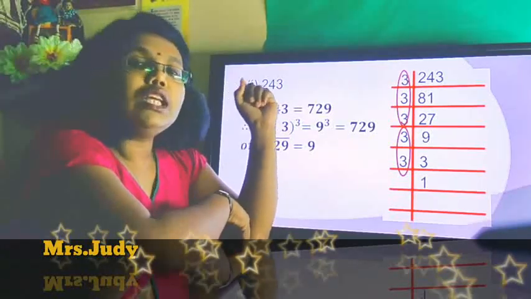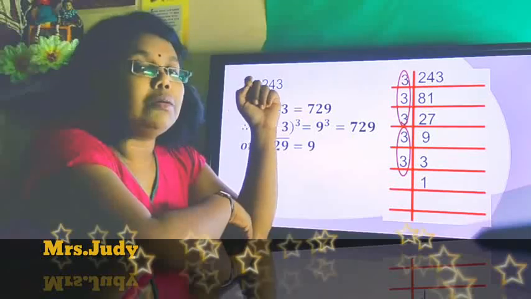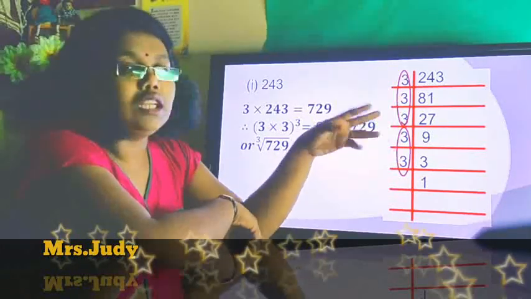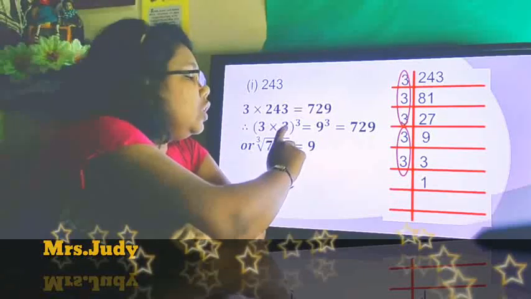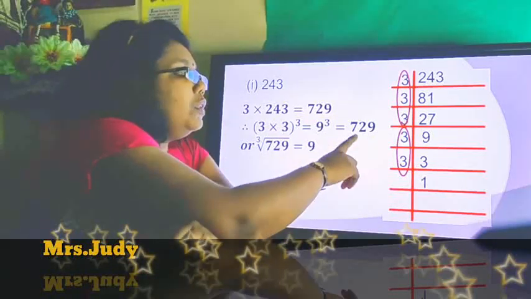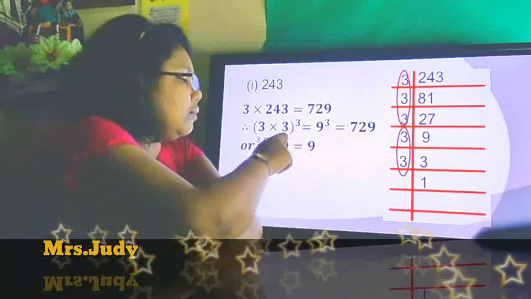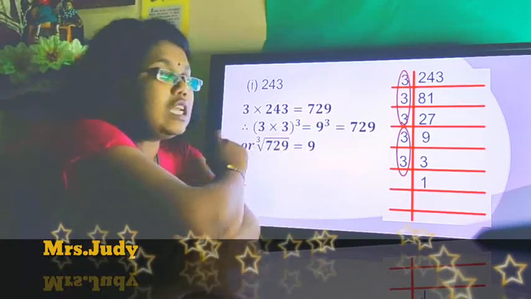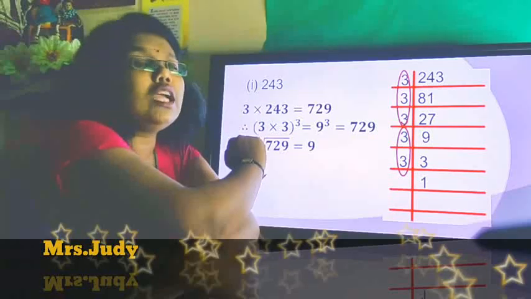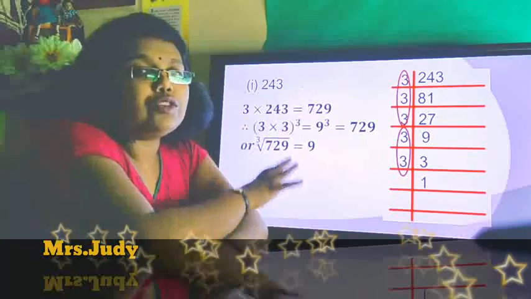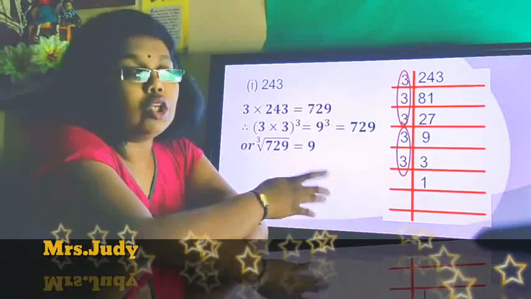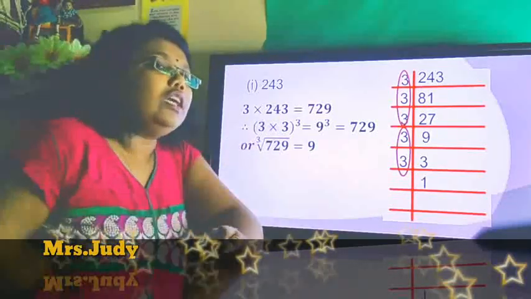Now 729 is a perfect cube, but of which number? Of a number, 1 from each. So 3 and 3. 3 3's are 9. So 3 into 3 into 3, that is 9 cube, that is 729. Or you could mention it like this, cube root of 729 is 9. How did we get 9? We make groups of 3 and then take 1 from each group. That's how we find the cube root. So this is how it is done.